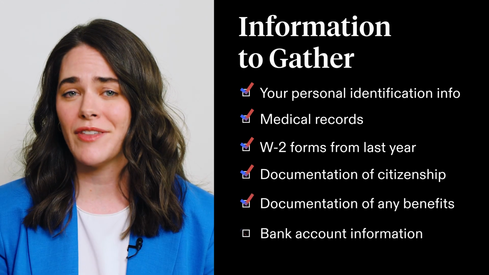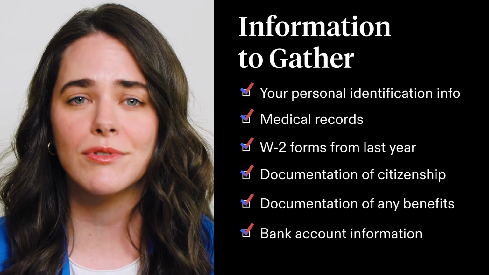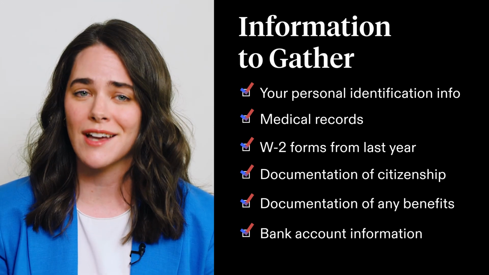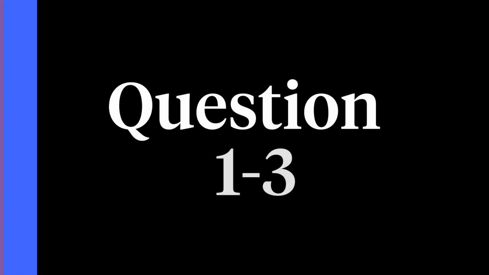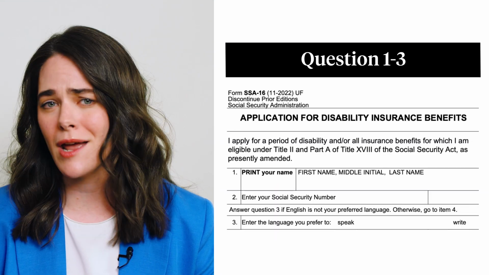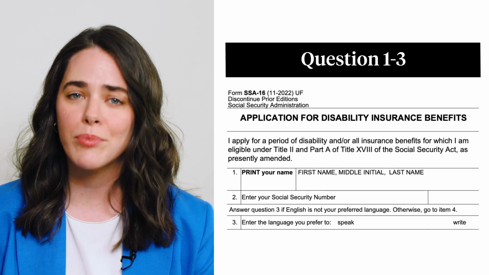And once you have all of that, pause this video, read through the application to get familiar with it, and then resume, and we'll go over the sections together line by line. Ready? Let's get started. Questions 1 to 3 are your basic identification information, your name, your social security number, and preferred language. Questions 4 through 7 go into a little more detail on your background.